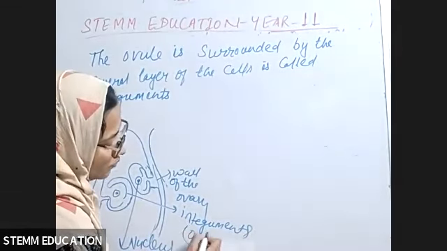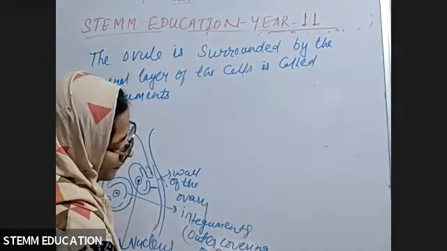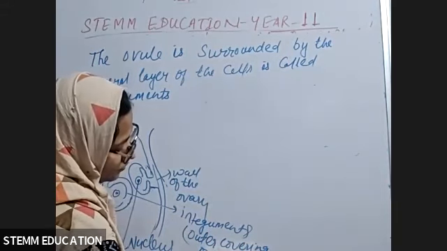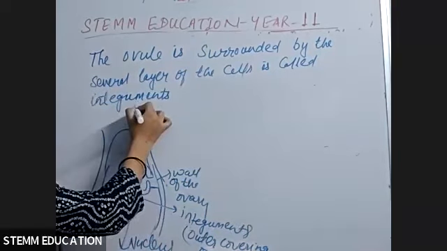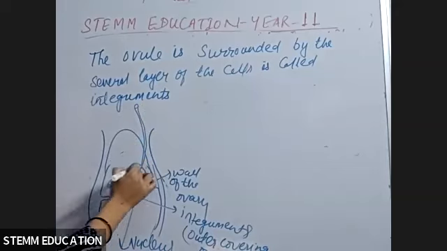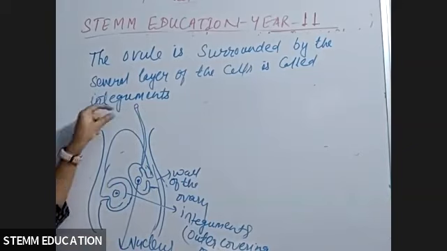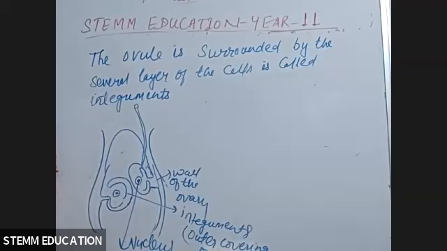Integuments are known as what? The outer covering of the ovule. Why is it necessary? To protect the ovule. Inside is the female nucleus, and this one here is the male nucleus, or a pollen grain, which is trying to reach the ovule through the pollen tube.